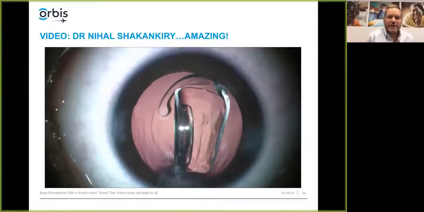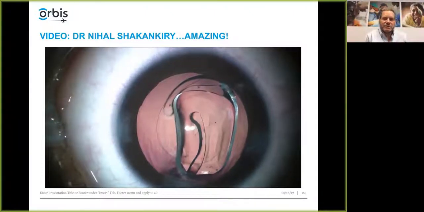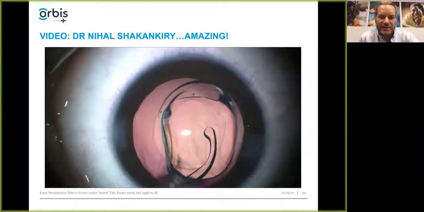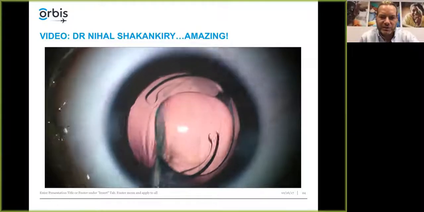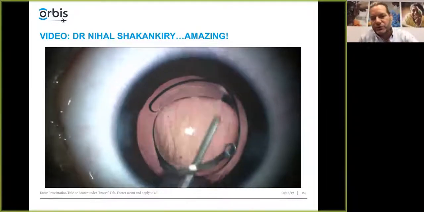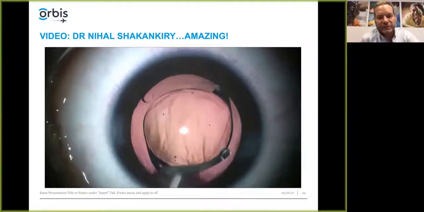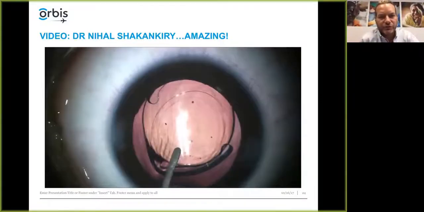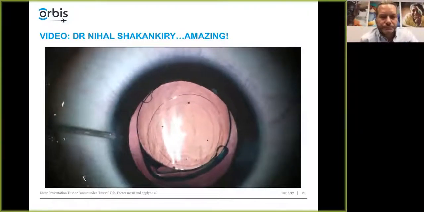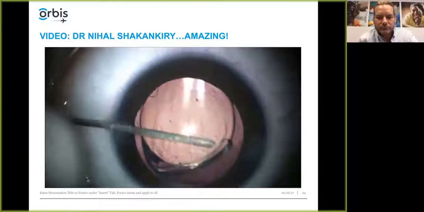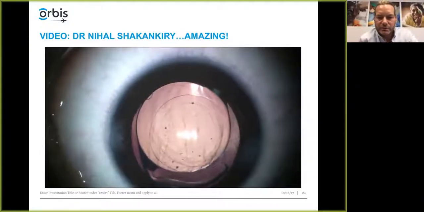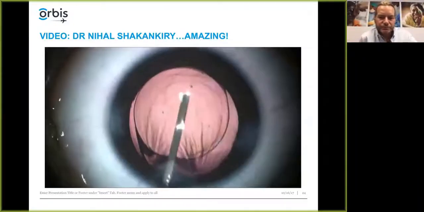And that delay in how this opens allows you to get your second instrument, like a Sinskey hook, in there and dial these lenses into position without stressing the capsular edges. Even though that posterior capsule edge has been torn perfectly around, it is still a fragile item, and you have to treat it gently. All right, so there, she's got it in position.